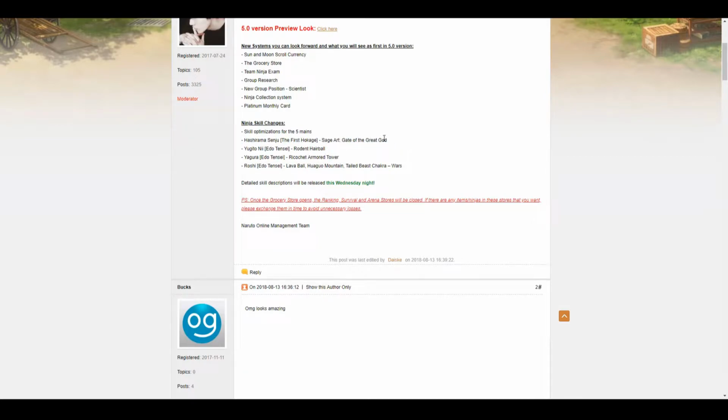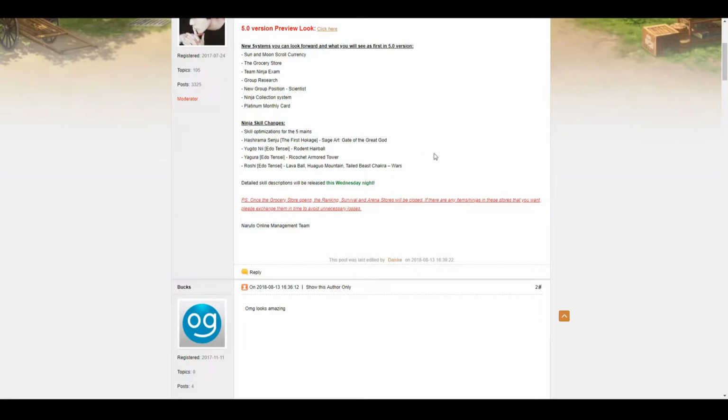Along with other ninja changes such as the Senju Hashirama, the First Hokage, Sage Art Gate of the Great God. That is interesting because for what we know currently in the English version, the First Hokage does not possess Sage Art Gate of the Great Gods yet. I say yet. It's actually his Y mutation. He gets, sorry, his branch skills for his mystery change into Gate of the Great Gods, where it hits up to three ninjas, and it immobilizes one of the ninjas along with Knockdown. But it is interesting that there is a skill change for him, even though he does not possess it.